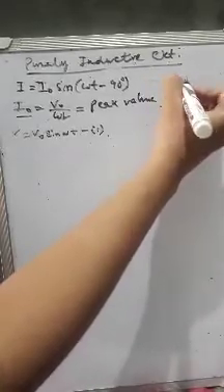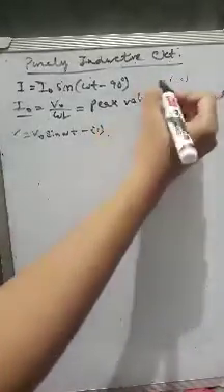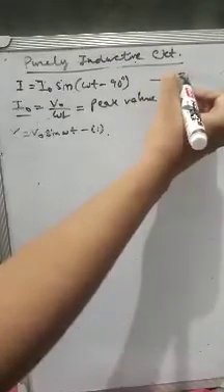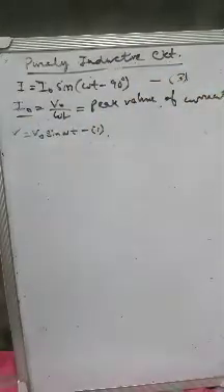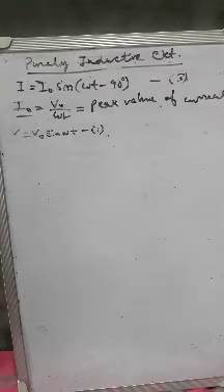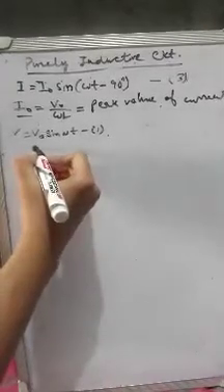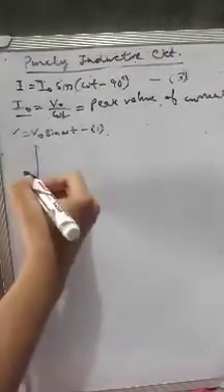So using these two equations, we can come to the conclusion that the current lags behind the voltage by 90 degree. Students, I will do a graphical representation to show you how the current is lagging behind the voltage by 90 degree. So these are your axes.